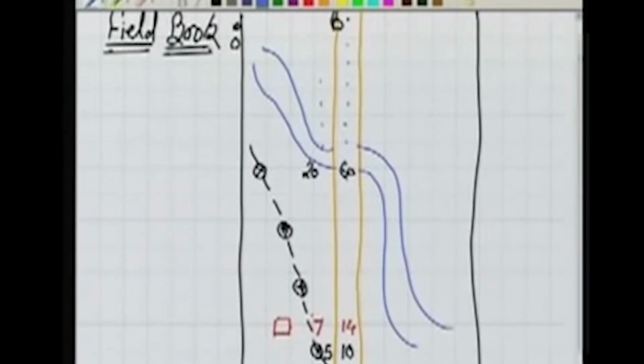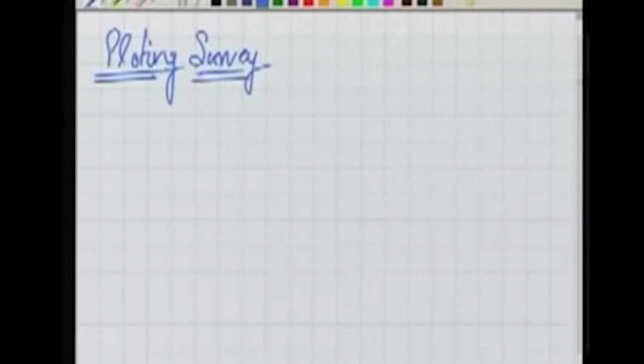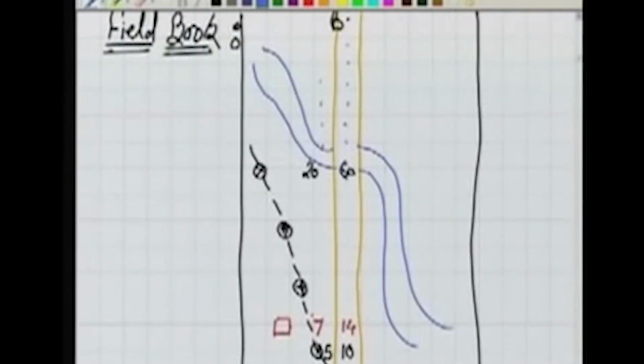Next, what can I do? I can go for the plot. I can plot my survey. Now from the field book, because this is what you bring to the office. After bringing the field book to the office, you do the plotting. So how to make use of the field book?